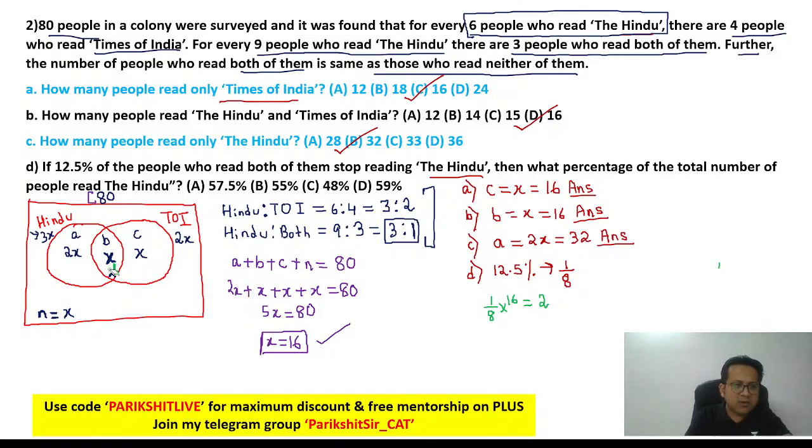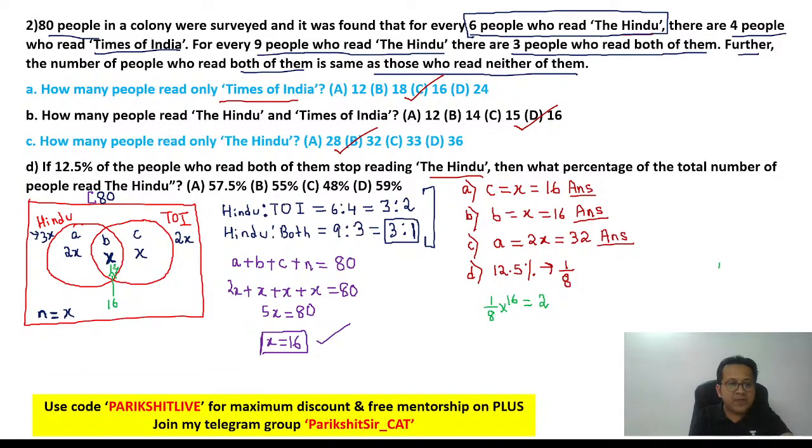Let's just write it down. What would happen? Initially, there were 16 people. Now, if 2 people stop reading out of 16, originally here it was 16, but 2 people stop reading, so they will go out of the both box. They will not be in both. Why? They now read only the Times of India. So now there will be 14 people.